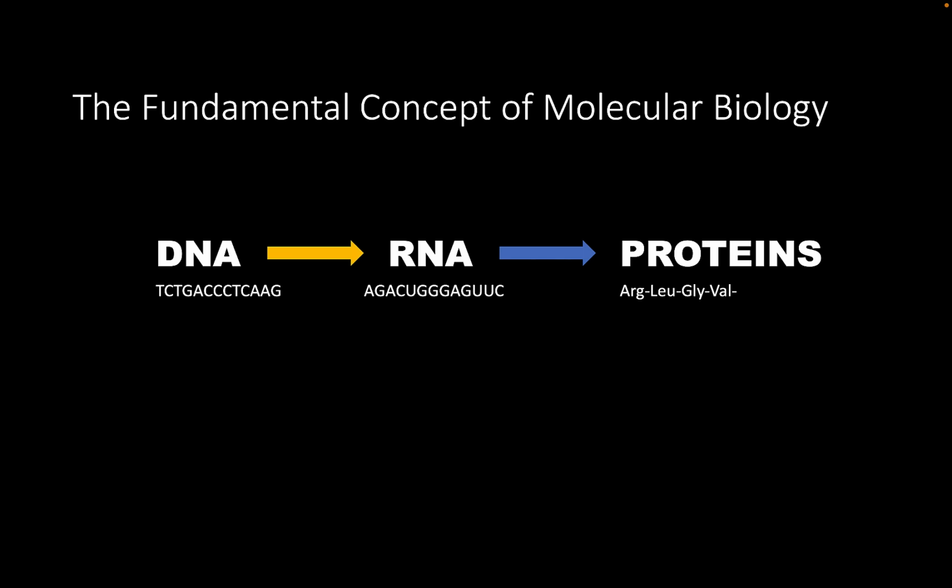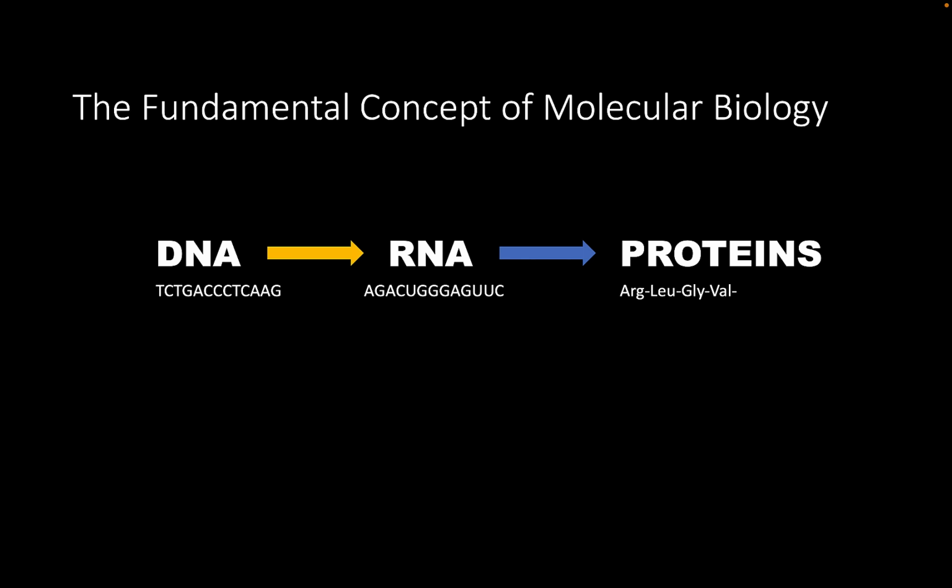Now, if we look at the way we write these things, DNA we write as a sequence of A's, C's, G's, and T's. And so here we have a strand, TCT, GAC, CC, TC, AAG. And that then would get transcribed into an RNA strand. And the RNA strand, you can see the letters are different because they're corresponding letters to the DNA strand.